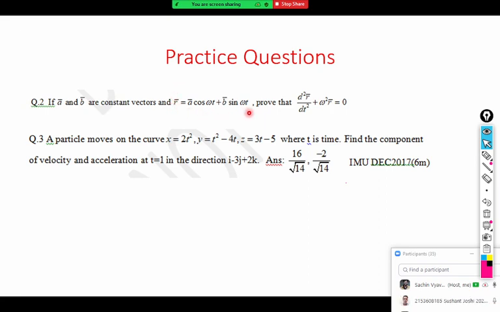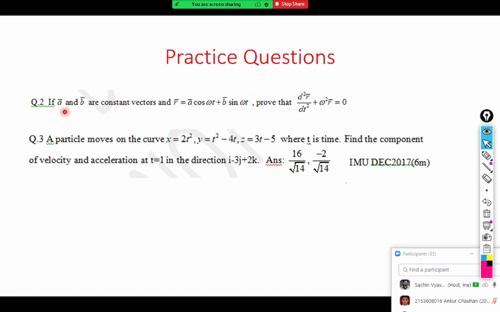Elliptical, sir? No, it is not elliptical. It is a circular path only. Cos omega t and sin omega t are there, and a bar and b bar are constant vectors only. So this is a circular path, and for a circular path, a bar equals minus omega square r bar. That indicates that the acceleration and r bar have opposite directions. That minus sign indicates opposite direction.